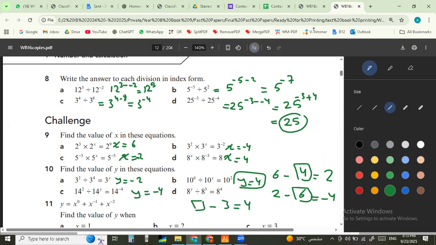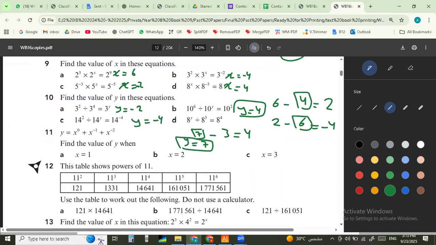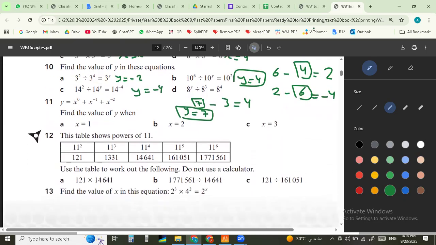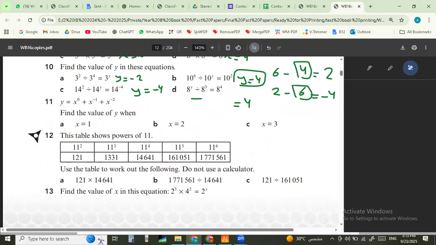And the last question here, which is D, I have here y: something minus 3 equals 4. What minus 3 is 4? You're going to find out that it is 7 minus 3 is 4. So here y equals 7. Let's go to the next question. They're saying to you, question 11, replace x with 1, x with 2, x with 3. Let me erase this to have enough space for the answers.